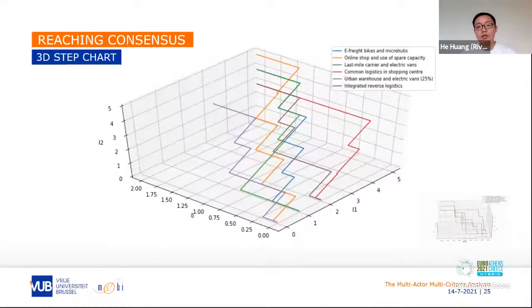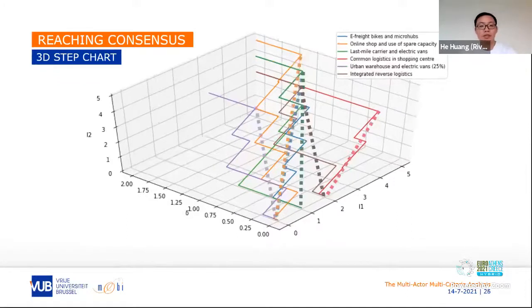After adding I2, a 3D chart is generated where the x-axis represents I1, the other axis represents I2, and the y-axis represents delta. The dashed line shows the shortest distance for the alternatives' I1 from lowest to highest. The purple line, urban warehouse and the electric vans, is first excluded as it can never reach consensus. For the other alternatives, the length of the dashed line represents the effort to rank one alternative as the best solution for all stakeholders. This chart puts the initial ranking in higher priority because I2 considers the initial state of alternatives.